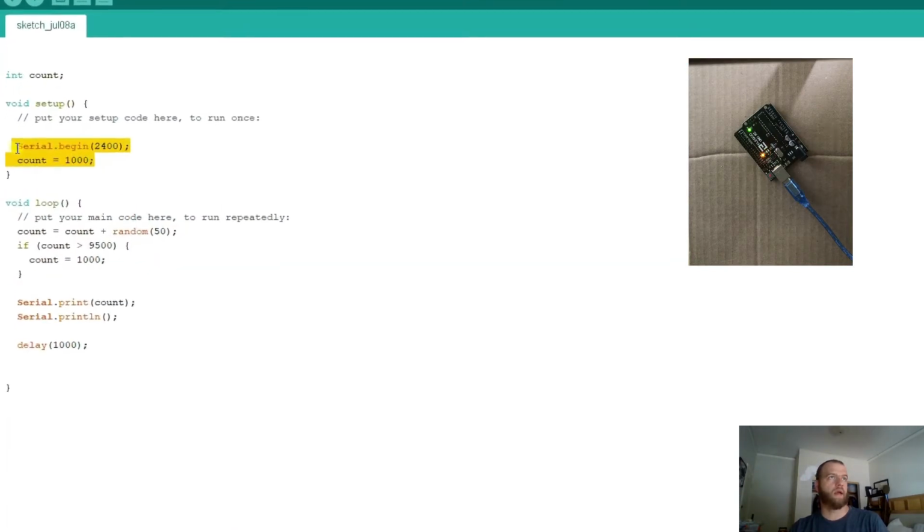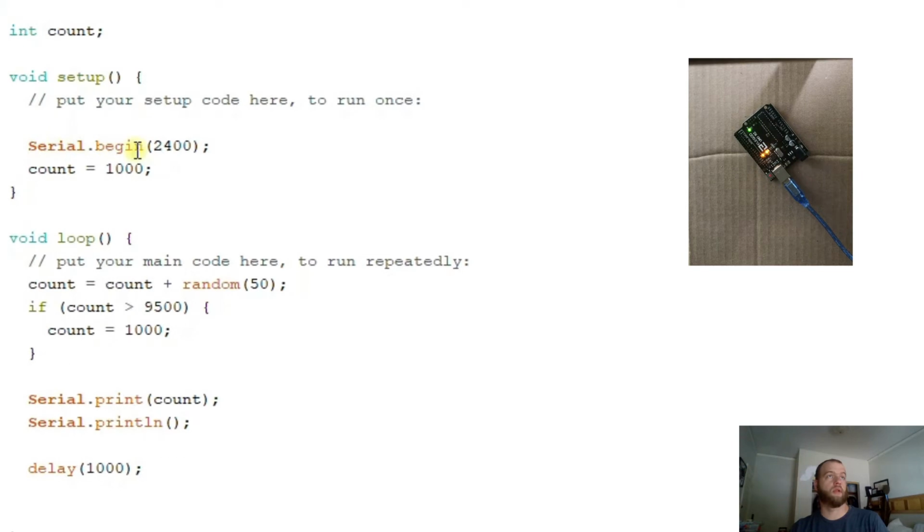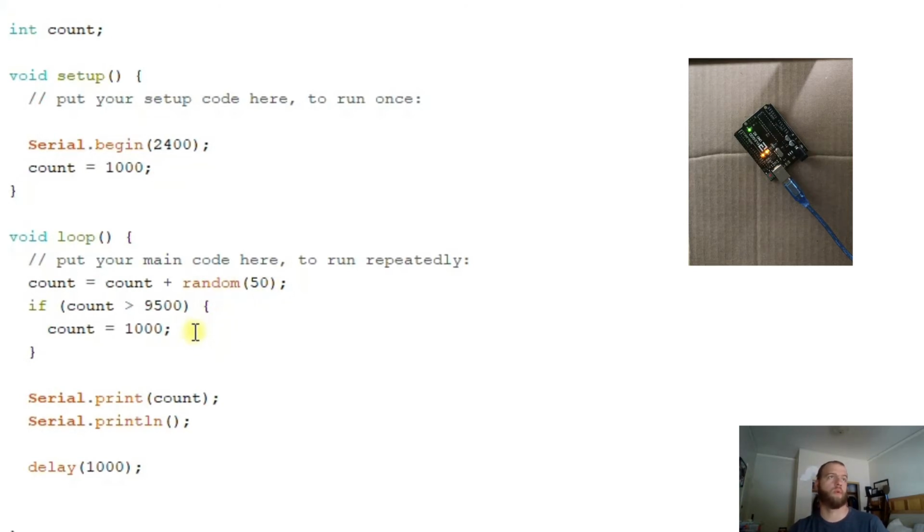Basically, in the beginning, I open up the serial communication with a 2400 baud rate, and then I initialize a tag value, and then every scan during this program, we add a random value to the initial value of 1000. And if the value gets over 9500, we go back to 1000. And then also we add in a delay for 1 second, so we're not adding it as fast as the computer can process it.